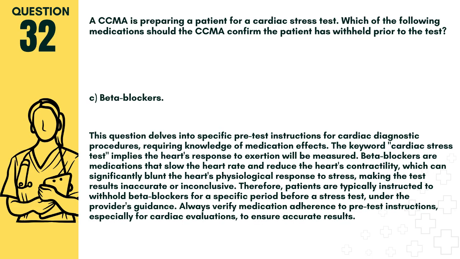Answer: C. Beta blockers. This question delves into specific pre-test instructions for cardiac diagnostic procedures, requiring knowledge of medication effects. The keyword cardiac stress test implies the heart's response to exertion will be measured. Beta blockers are medications that slow the heart rate and reduce the heart's contractility, which can significantly blunt the heart's physiological response to stress, making the test results inaccurate or inconclusive.